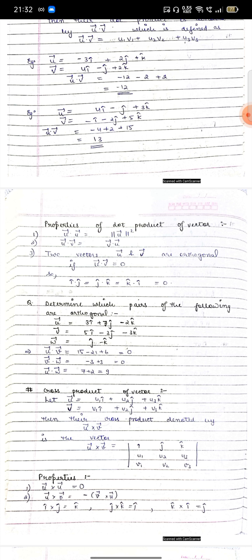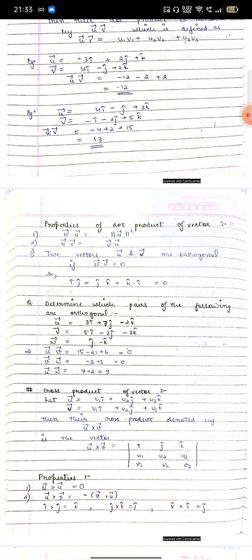So i cap dot j cap is equal to j cap dot k cap is equal to k cap dot i cap is equal to 0. Now determine which pairs of the following are orthogonal. Let u vector is equal to 3 i cap plus 7 j cap minus 2 k cap, and v vector is equal to 5 i cap minus 3 j cap minus 3 k cap. w vector is equal to j cap minus k cap.